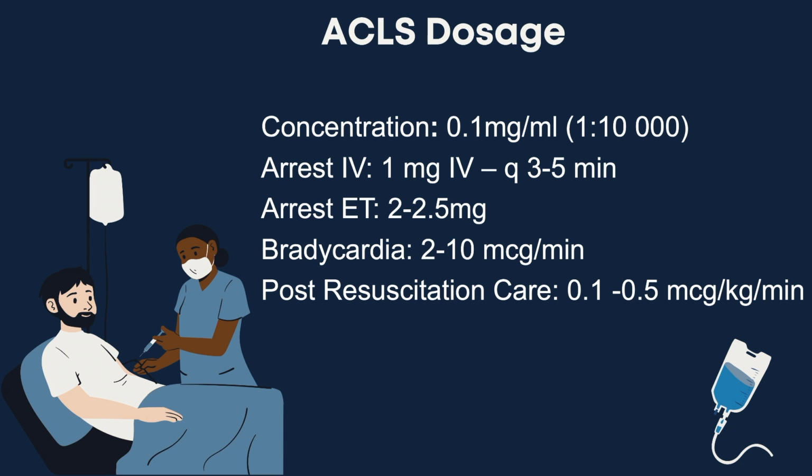For profound bradycardia or hypotension, we can start an infusion at 2 to 10 mics per minute and titrate against the effect. For a continuous infusion, the initial rate is 0.1 to 0.5 mics per kg per minute. This means for an average 70 kilogram patient, we will give 7.35 mics per minute. Always titrate the dose against the effect.